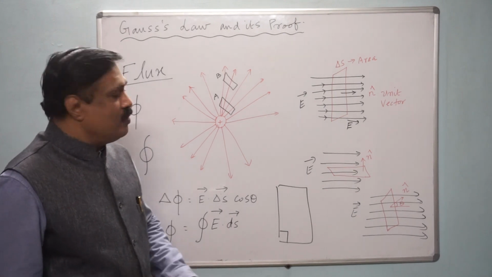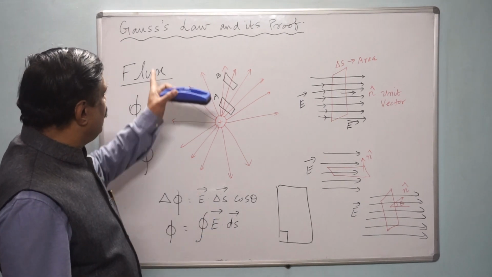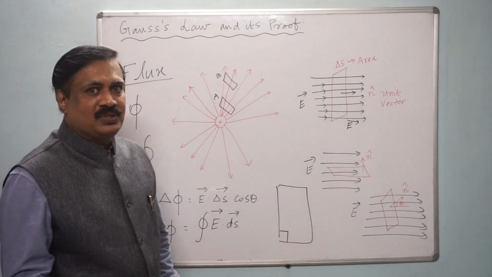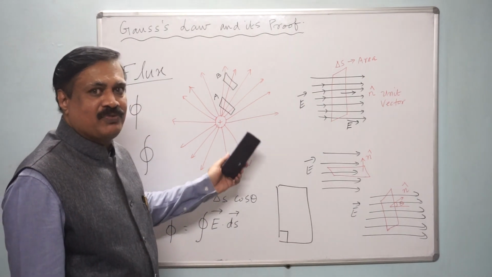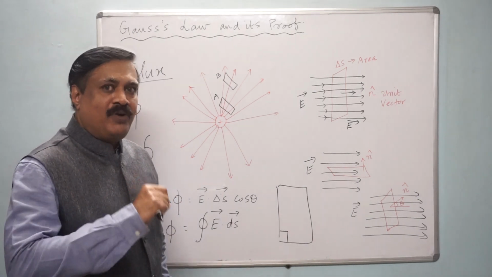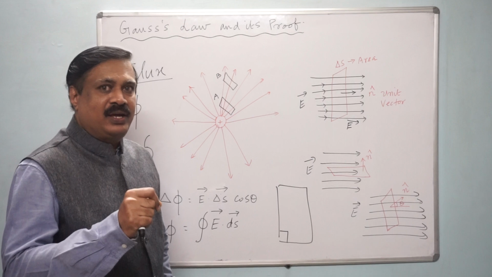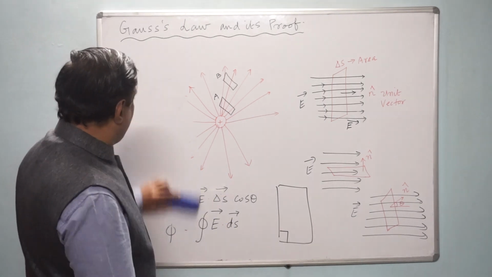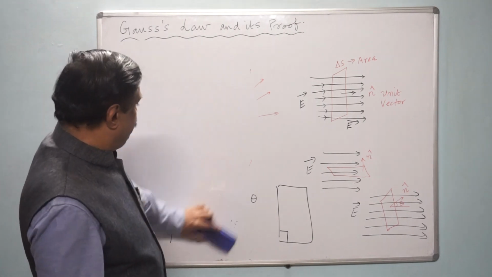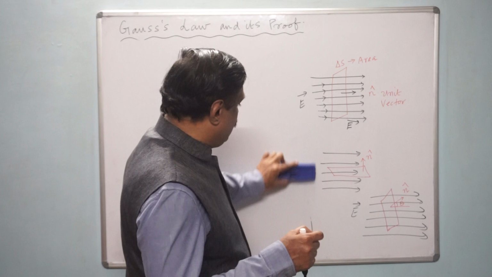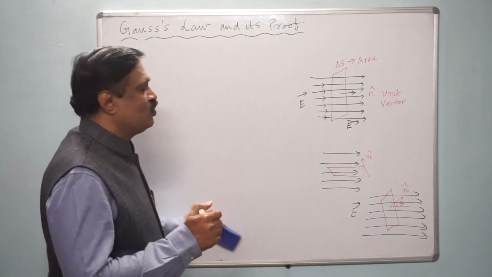Now we are going to see what is meant by Gauss law. Gauss law is based on flux, therefore I have given an explanation for flux. What is meant by flux? Flux means the number of electric lines contained in a particular area. Now we have to go for Gauss law. Gauss law deals with electric flux only.